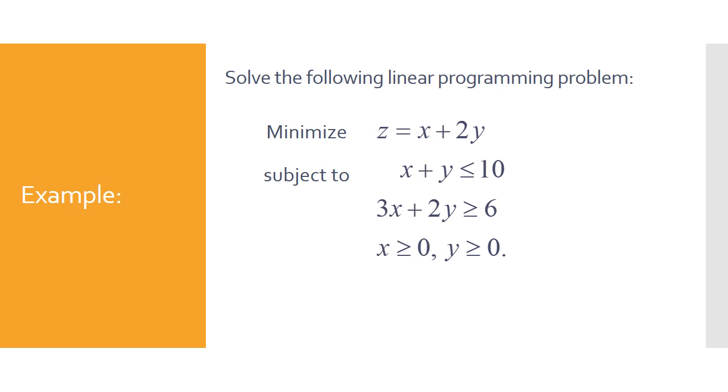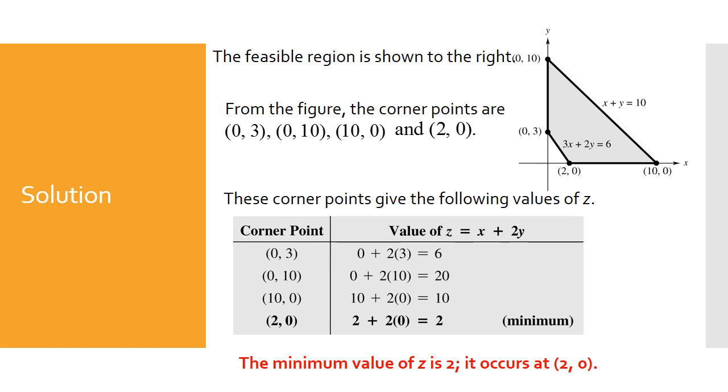All right, now you've gone through one, try another one. Pause the recording, give this a try. Resume the recording to check your answer. Again, here's our feasible region, and we found our corner points. Put the corner points into a table, solve for the minimum value, and that minimum value for z is 2, and it occurs at the point 2, 0.